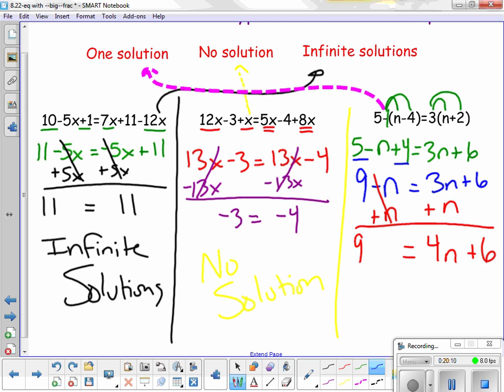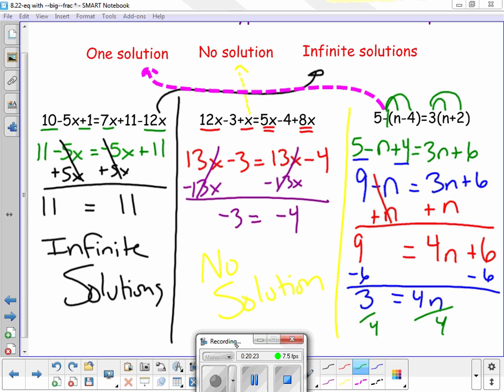Now I need to get the n by itself, so I need to move the 6 by subtracting. So 3 equals 4n. Divide by 4. n equals 3/4. One number, which is how we know that there is only one solution. So this is one solution, and that solution is 3/4.